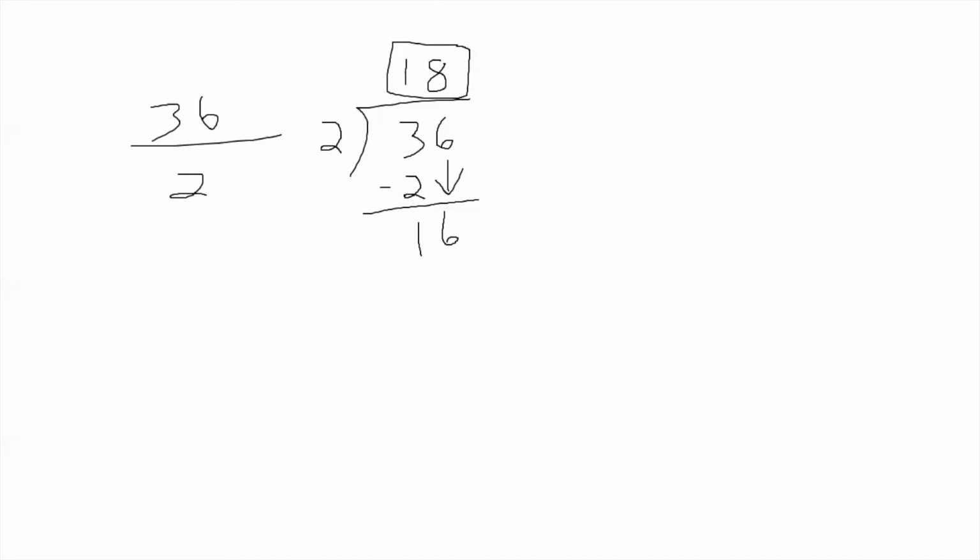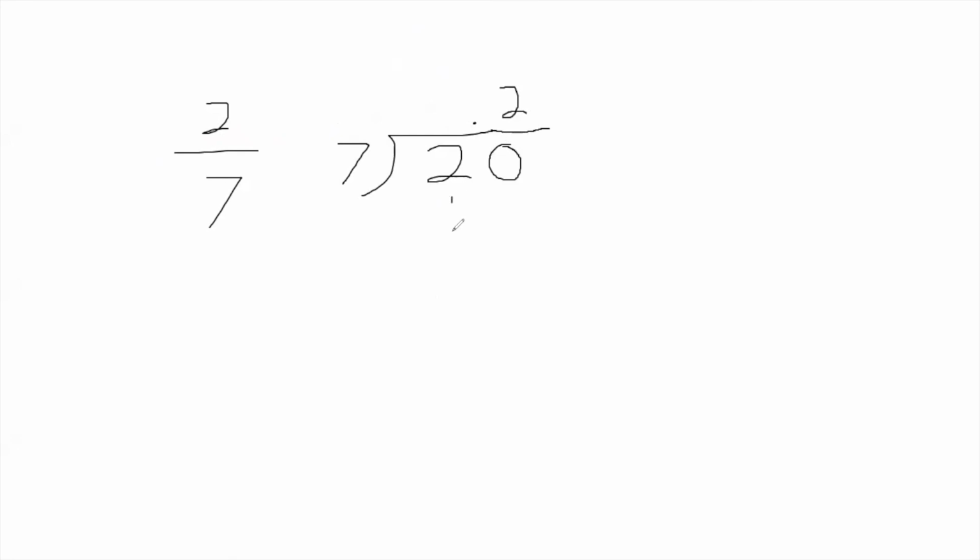So let's say, for example, I have a harder one. So let's say that it's something like 2 divided by 7. So 2 would be in here, 7 would be out here. 7 does not go into 2. So what you have to do is add a 0. And whenever you add a 0, you have to add a decimal at the top. So 7 goes into 20 2 times. That'll be 14.